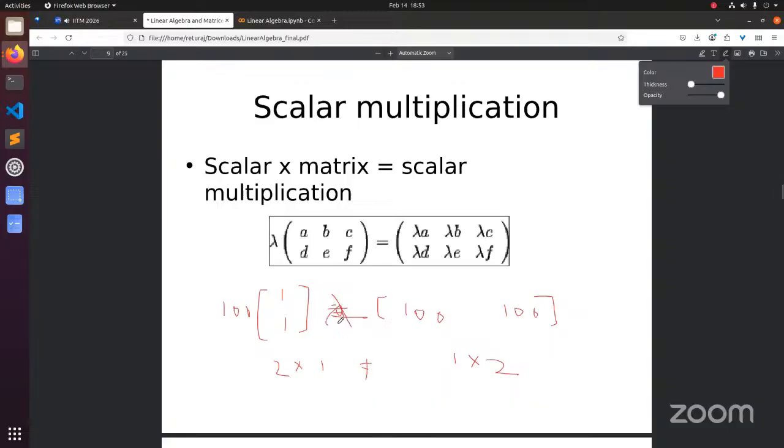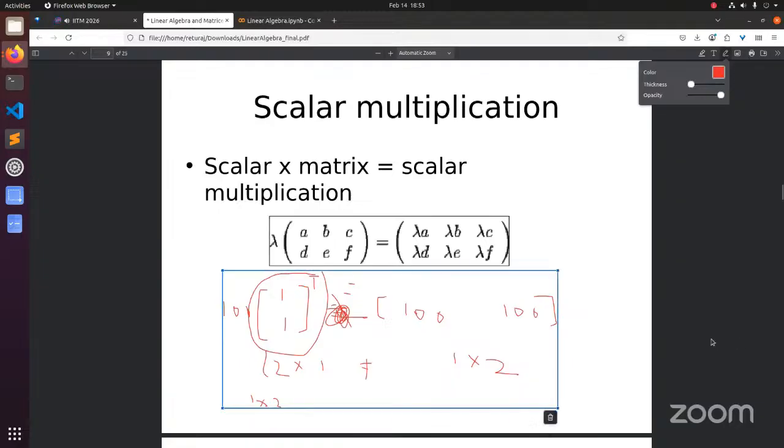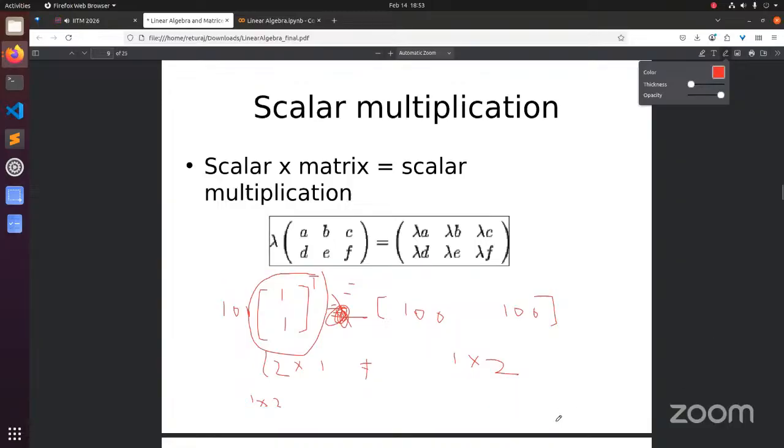But it suddenly became equal when I added transpose. Why? Because when you do this matrix transpose, it became 1 cross 2. And then when you multiply 100, it becomes 1 cross 2, and then it became equal. Is everyone with me till now? Yes, sir. Okay. So this is matrix multiplication.